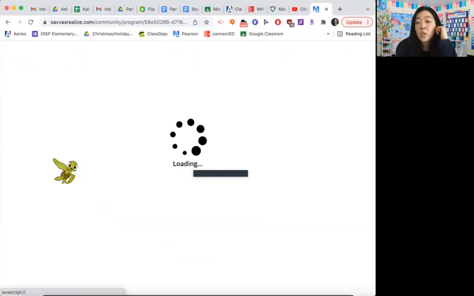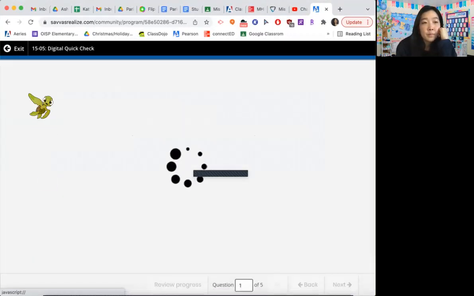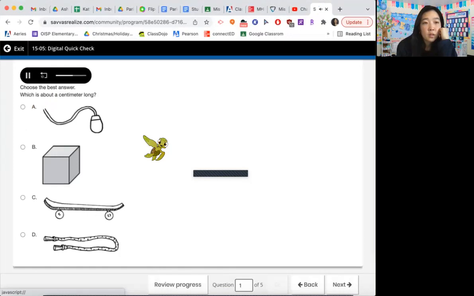Okay, let's go over your digital quick check and then you're going to take it. Choose the best answer. Which is about a centimeter long? A centimeter is about the size of a button, a staple, an ant. Would you say the mouse? Not a trackpad mouse on your computer, a toy block, a skateboard, or a jump rope? A toy block. I agree.